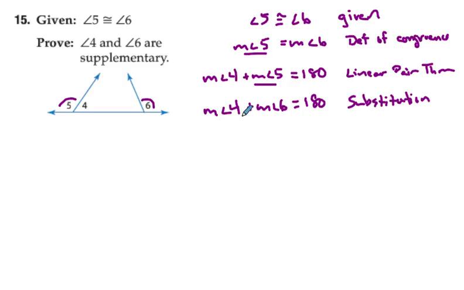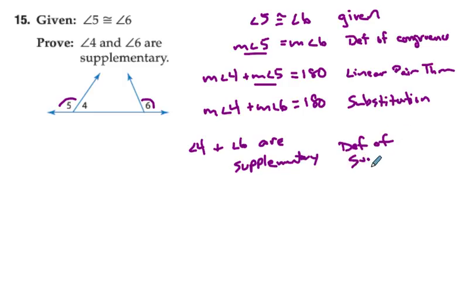And then our last step is to say, well, if they add up to 180, they're obviously supplementary. So angle 4 and angle 6 are supplementary, and that's simply the definition of supplementary. And there we go.